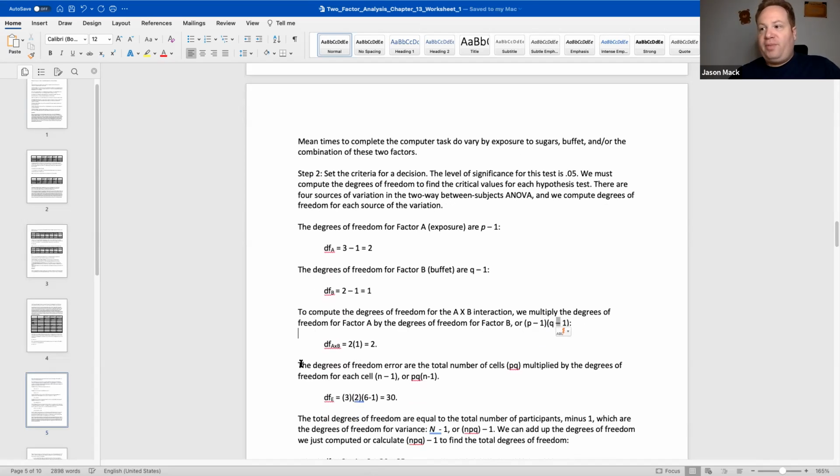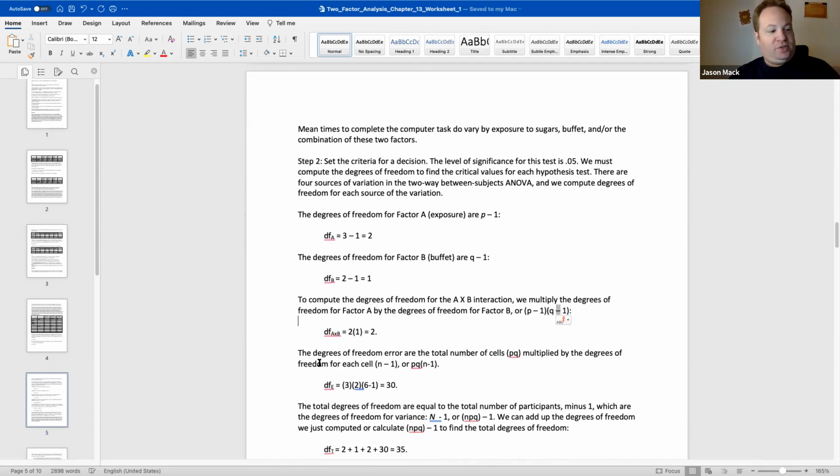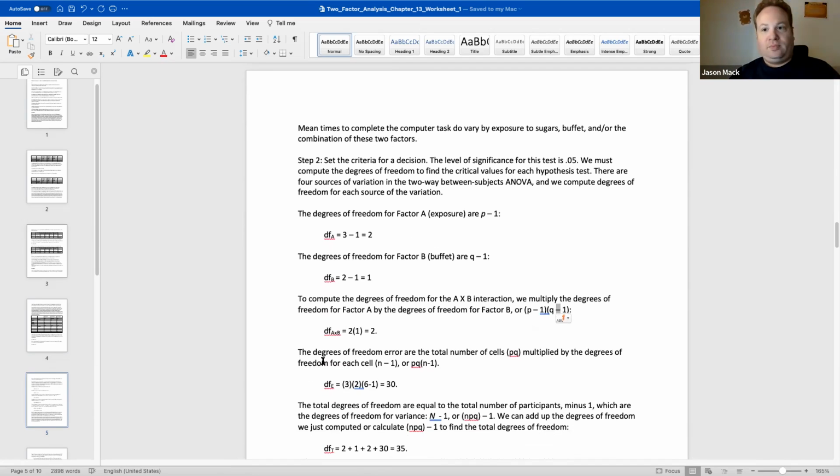The degrees of freedom error are the total number of cells. Technical difficulties here. Just trying to keep myself lit up here. Okay, there we go.